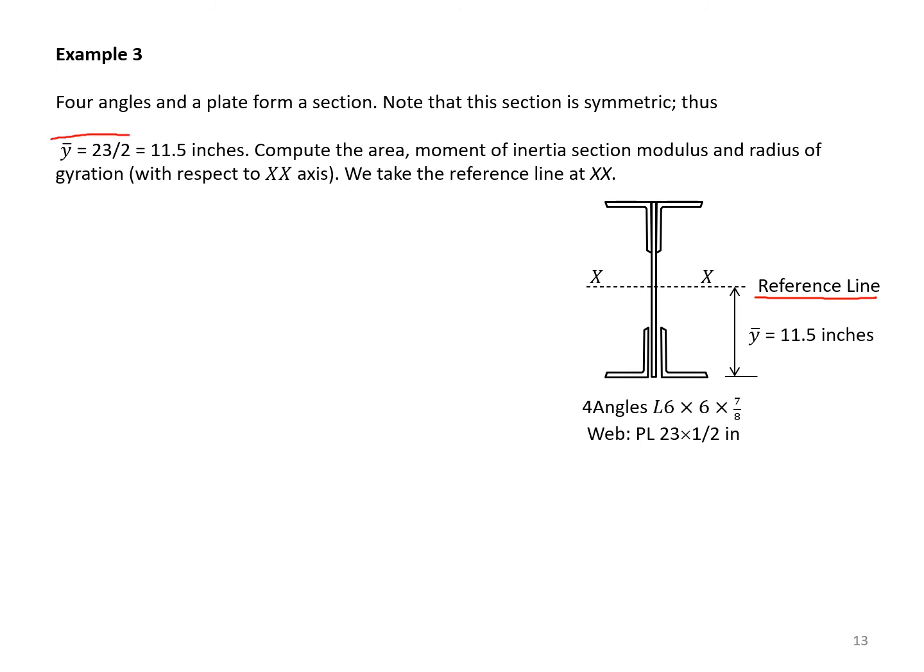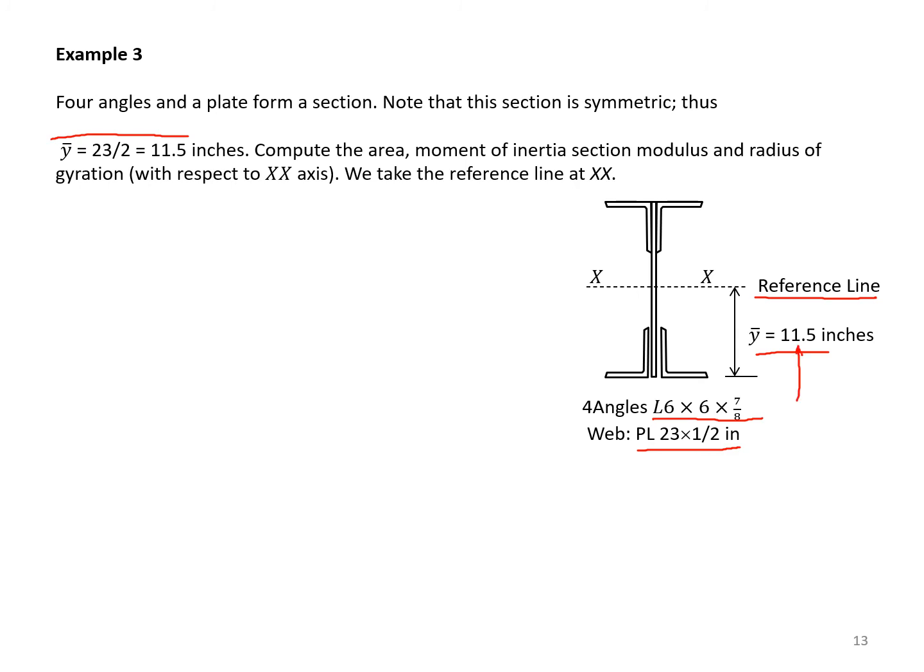We know that y bar is 1/2 of the overall depth of the section, which is 23, so divided by 2, you get 11.5. Each angle is a 6 by 6 by 7/8 of an inch, and the plate is 23 by 0.5 inches. That's where this 11.5 comes from.